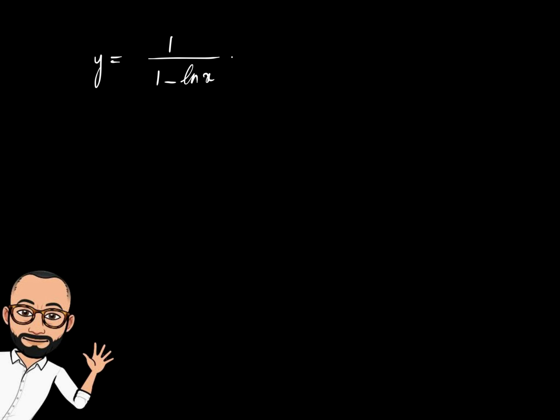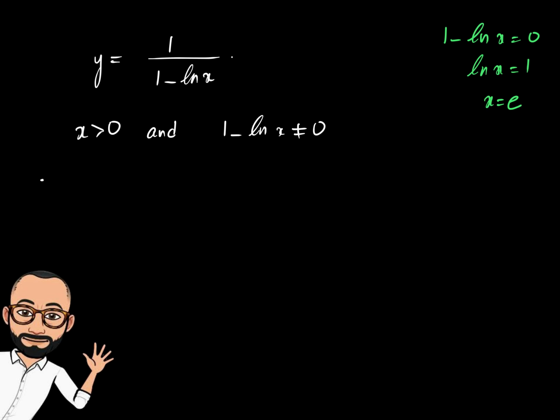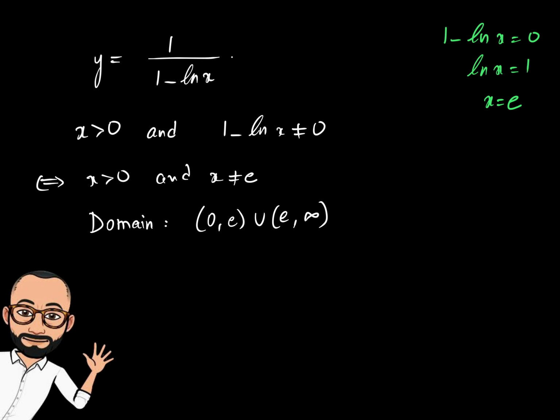First, we know that ln x is defined when x is strictly positive. Second, we know that 1 minus ln x should not be equal to 0 because it is a denominator. Solving separately the equation 1 minus ln x equals 0 gives ln x equals 1, and by applying the natural exponential function to both sides, it gives us x equals e. Hence, our function is defined when x is strictly positive and x is not equal to e. In other words, the domain of the given function is the open interval (0, e) union the open interval (e, infinity).